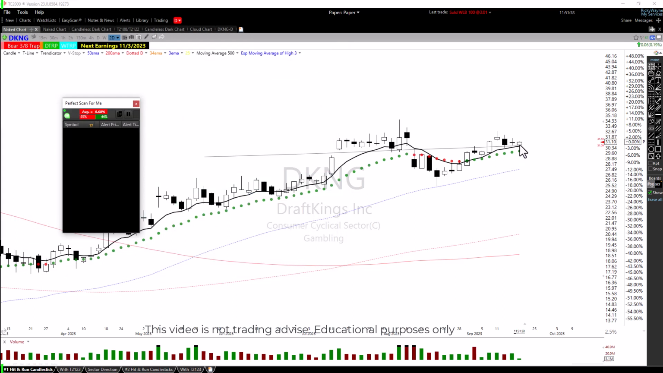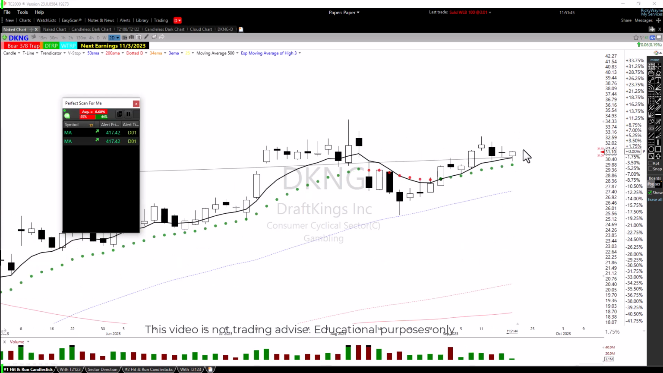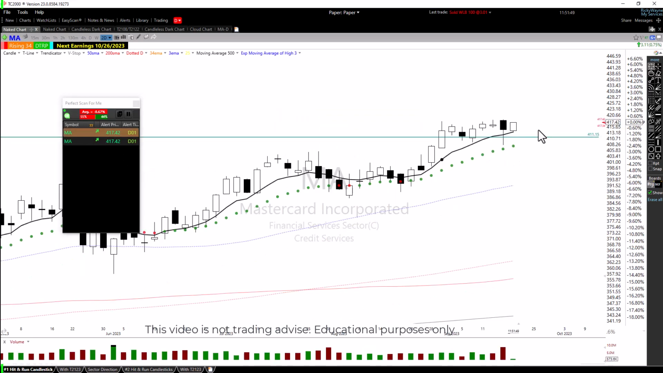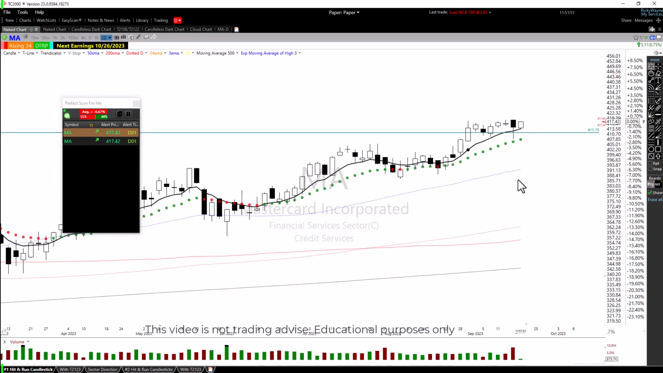And that's going to show stocks that are doing just what we want them to look like on this hard right edge, but we want this current candle to be bullish. Look at MasterCard. The perfect scan every single time. It never fails.